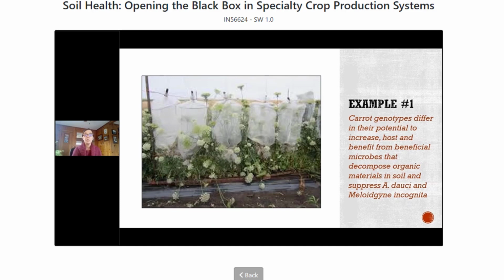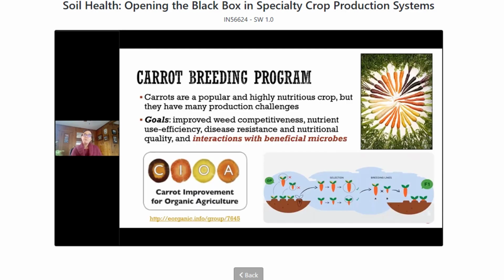The first one has to do with carrot, which is one that we're very interested in, obviously. I'm going to talk about several studies that we've done looking at carrot genotypes and how they interact with beneficial microbes, and specifically with a role in pathogen suppression. This is part of a large national project that my lab's involved with called CIOA, which is Carrot Improvement for Organic Agriculture.